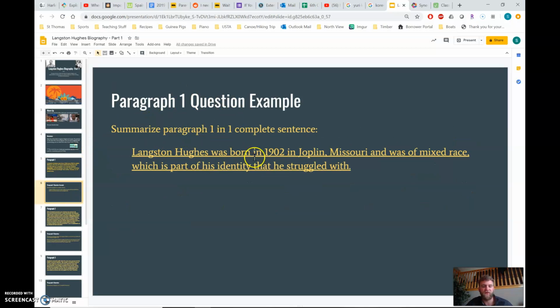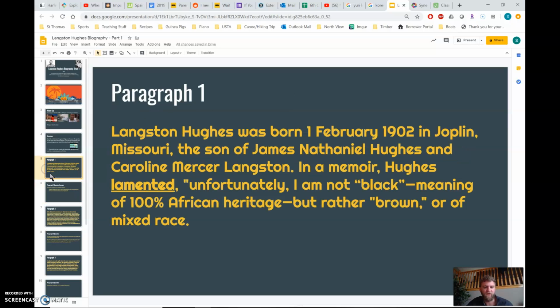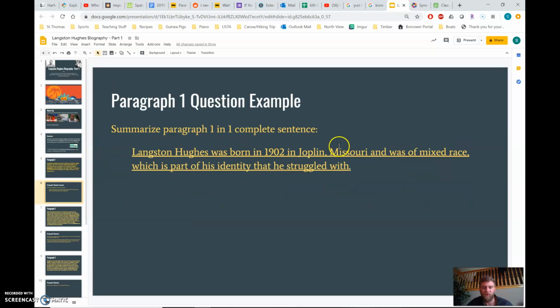Okay, so this is an example of a summary. You don't have to answer anything here. This is me showing you how I summarize this. So Langston Hughes was born in 1902 in Joplin, Missouri, and was of mixed race, which is part of his identity that he struggled with. Okay, so that's how I summarize that. I picked out where he was born, when he was born, and this summary of this sentence. You see how all of that is combined into this one summary sentence.